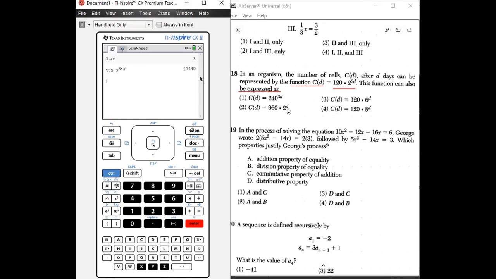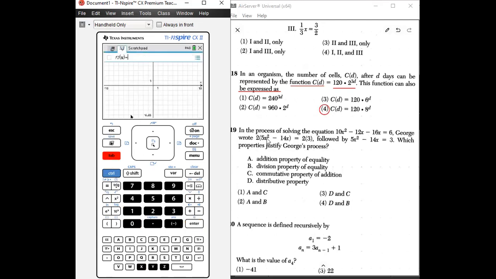So now one of these, when I enter those, should give me 61,440. Now, just to save some time, I'm going to go to the actual answer. So the answer should be 4. So I'm going to enter 120 times 8 to the D power. So it's going to be 120 times 8 to the X power, and then press enter. And you see they match. So that's my answer.